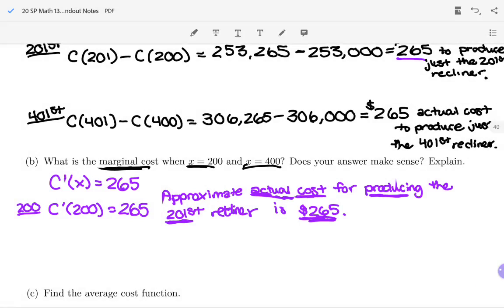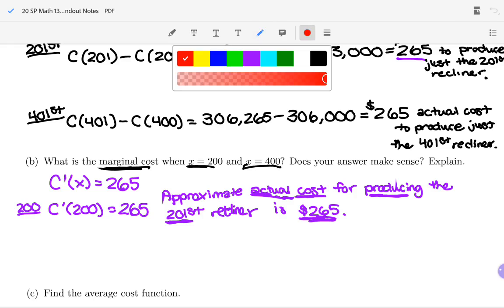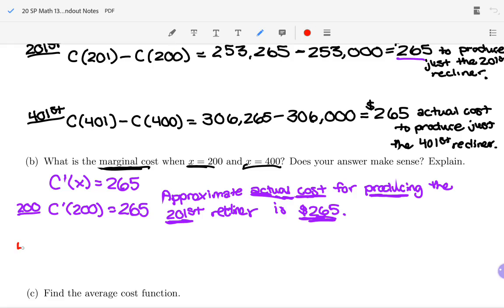So let's compare that to plugging in to marginal again, but we're going to plug in our other value here. This 400 is going to estimate the 400 first. So C prime of 400, super easy function to plug into. There's no x to plug in anywhere. It's always 265, which makes sense because we got 265 for both these answers as well.